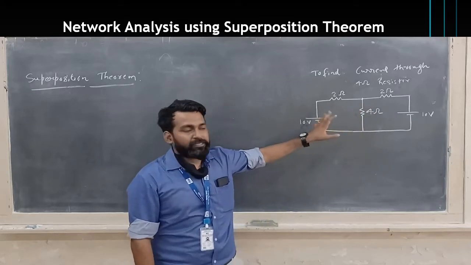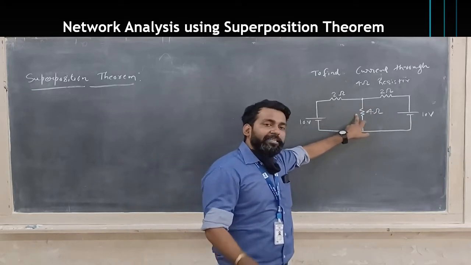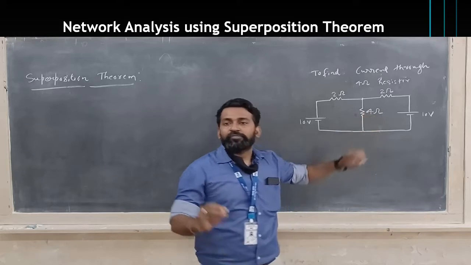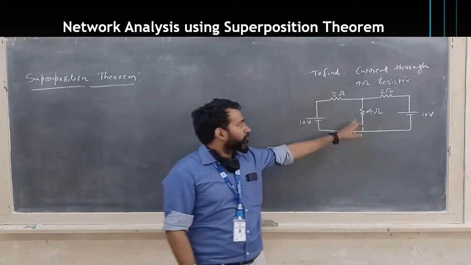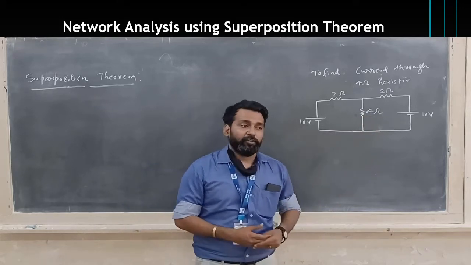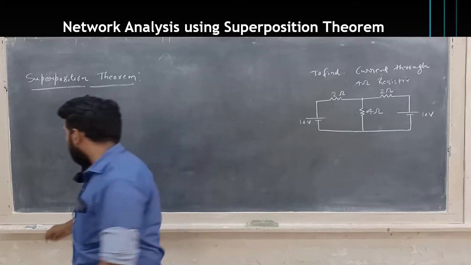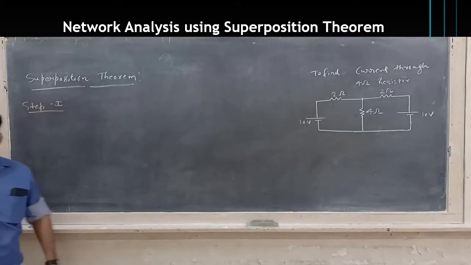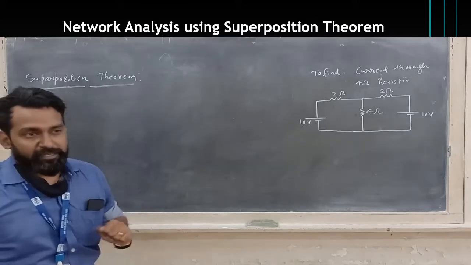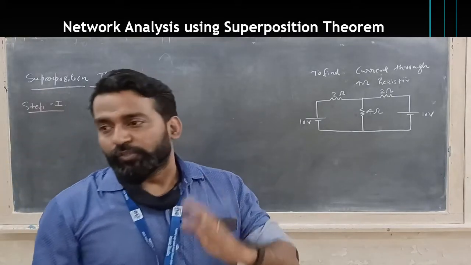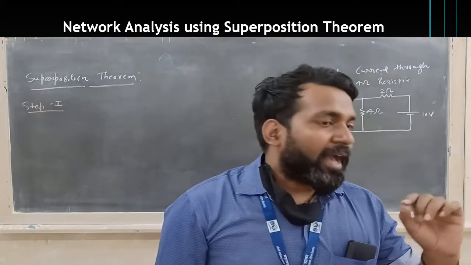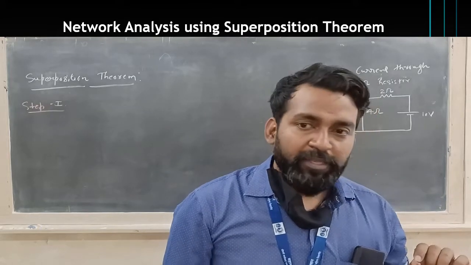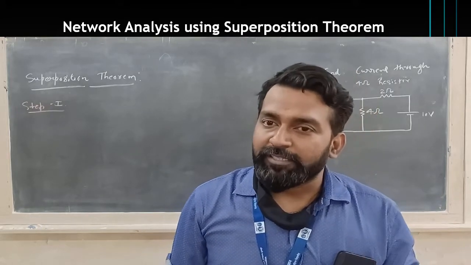So in our case, this 4 ohm resistor is the load resistor, because we have to find the current through this 4 ohm resistor. Is this clear to all of you? Yes, sir. Now we start the analysis. Step 1. What is step 1? Out of the different sources present in the circuit, we have to consider any one source. Yes or no? Yes.